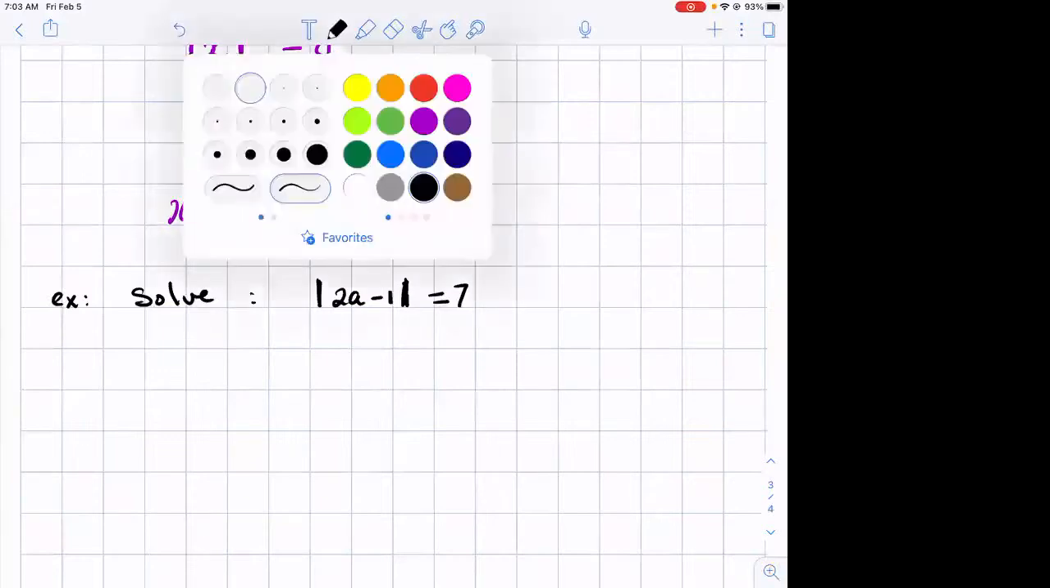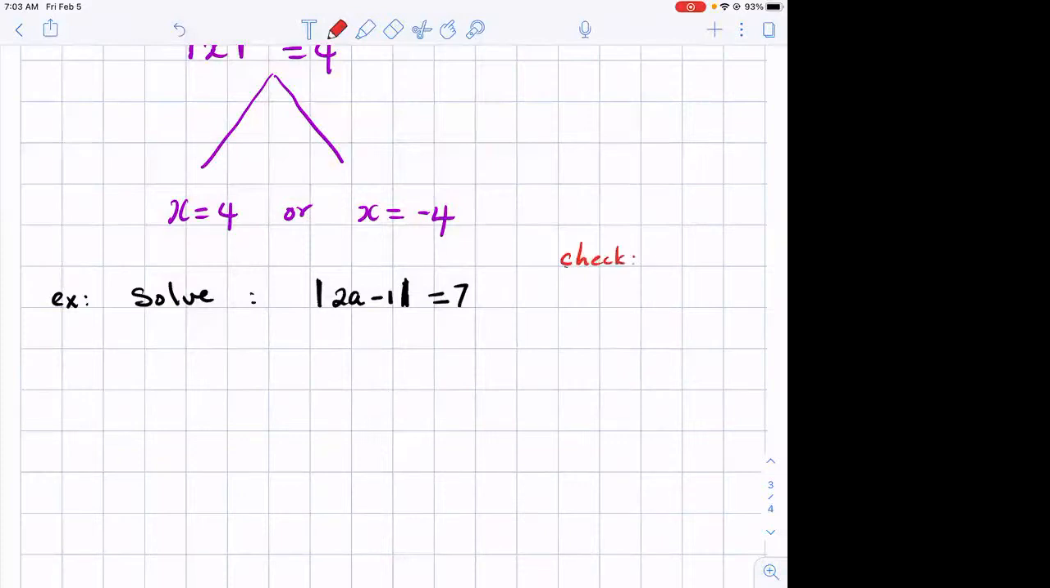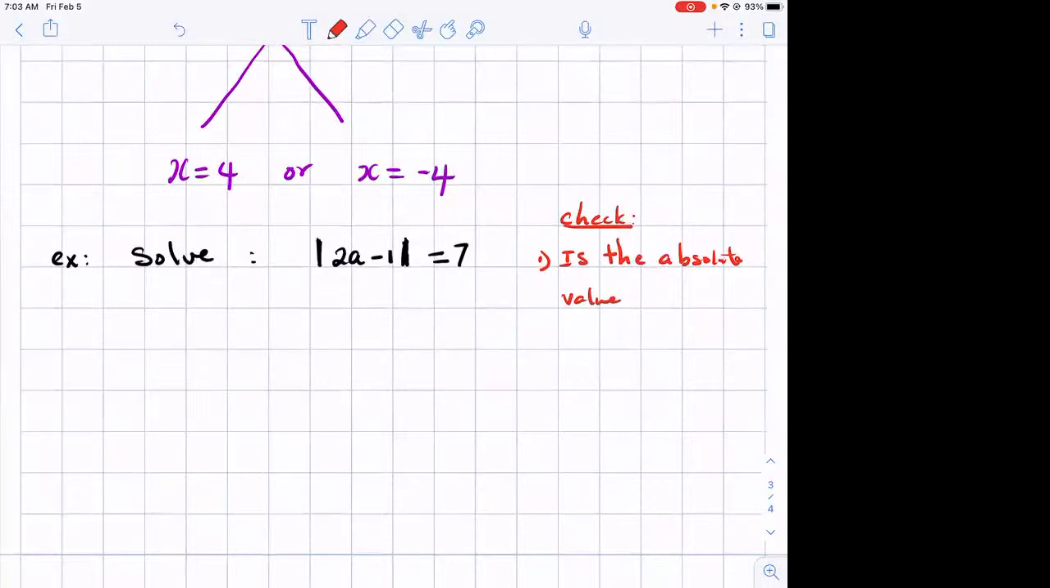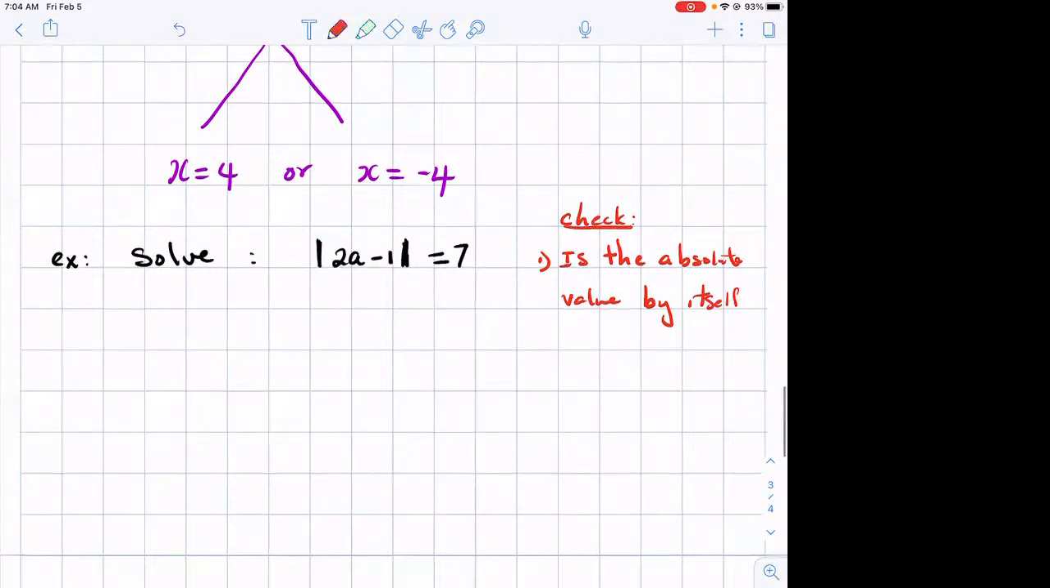First, you should check, is the absolute value by itself? And what do we mean by that? Is this thing here by itself? There shouldn't be anything on the outside of it. Once that is by itself, or isolated, then we can split.